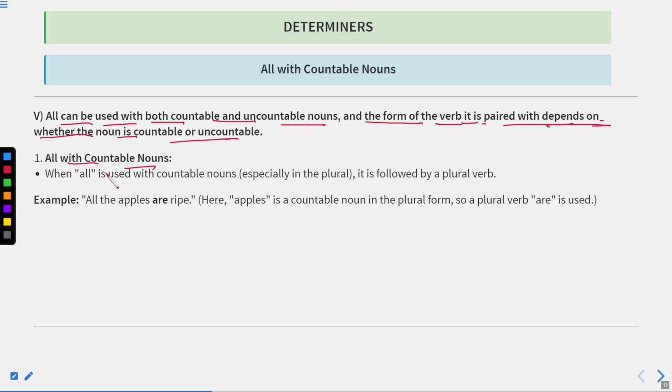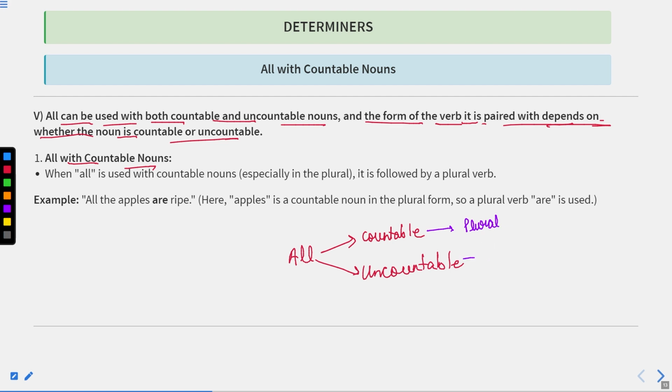All with countable nouns. Now, see one thing, all is always used for plural. It can be used with both countable nouns as well as uncountable nouns. First of all, just keep this in mind that to use all, we can use it with both countable and uncountable nouns. When it is used with countable nouns, we can only use it in plural form, because all means we are talking about more than one.